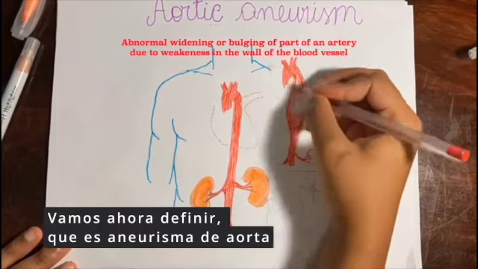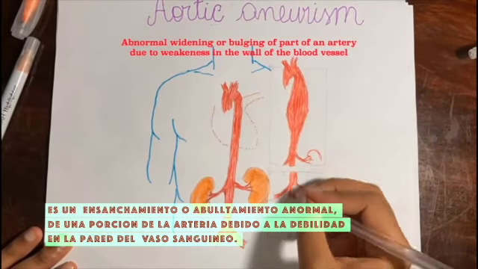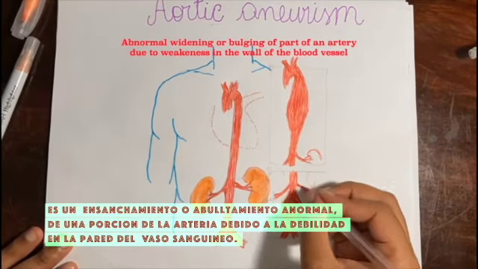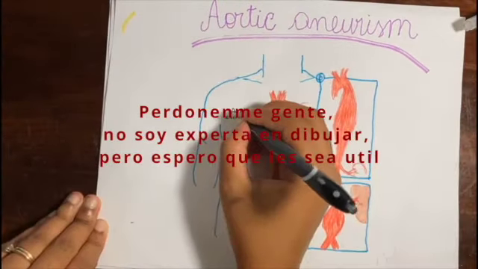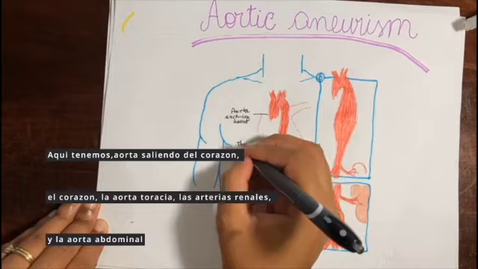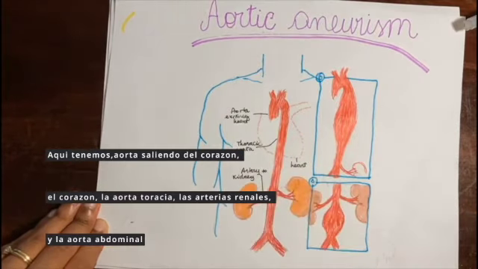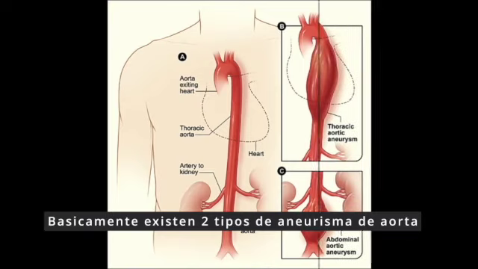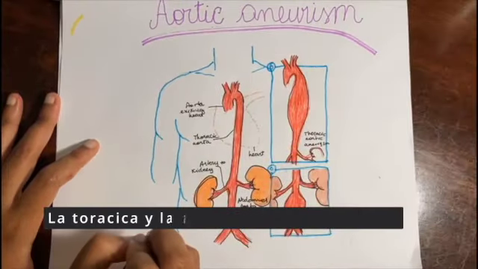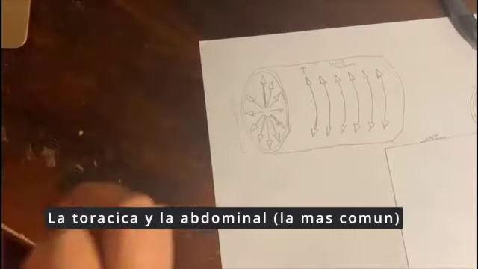So it's an abnormal widening or bulging of a part of an artery due to weakness in the wall of the blood vessel. Sorry guys, my drawing is not the best, but I hope it's helpful. Here we have aortic septum, the heart, thoracic aorta, artery to the kidneys, and abdominal aorta. Basically, there's two types of aortic aneurysm. We have the thoracic one and the abdominal one, the most common one.